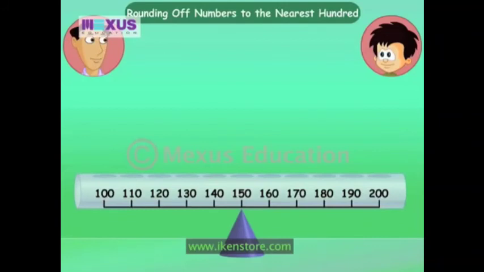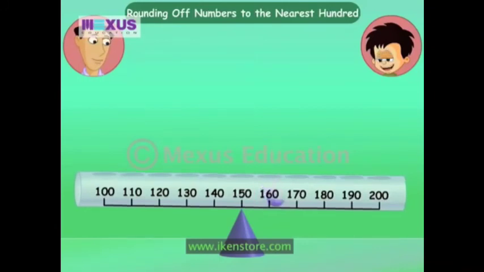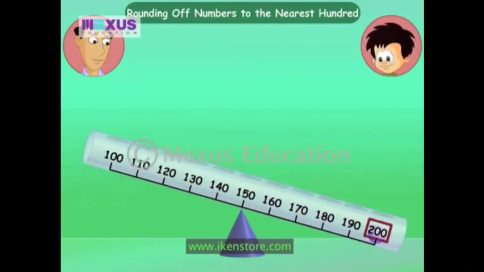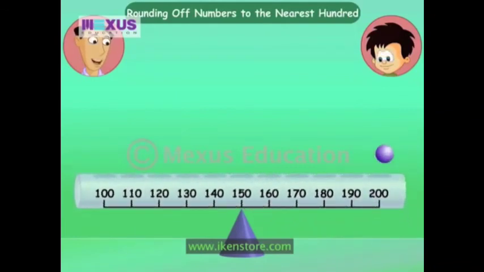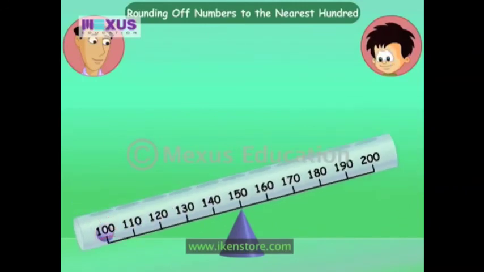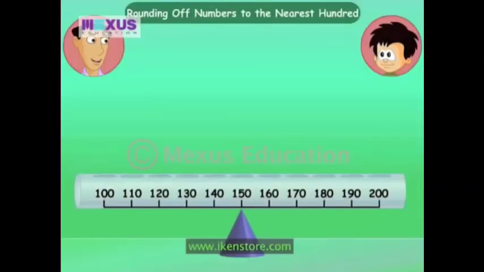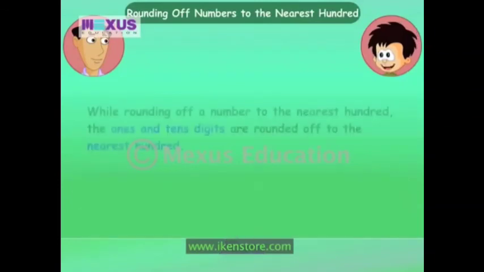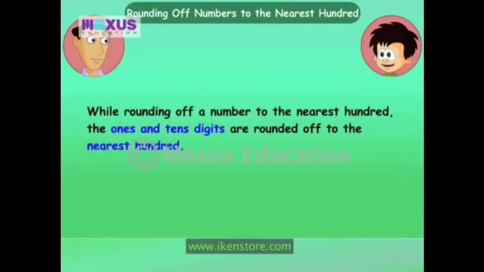Now JC, look at this. What will happen if I place the ball at 160? The ball will slide to 200. And if we place it at 140? It will move to 100. What does this tell you? While rounding off a number to the nearest 100, the ones and tens digits are rounded off to the nearest 100.